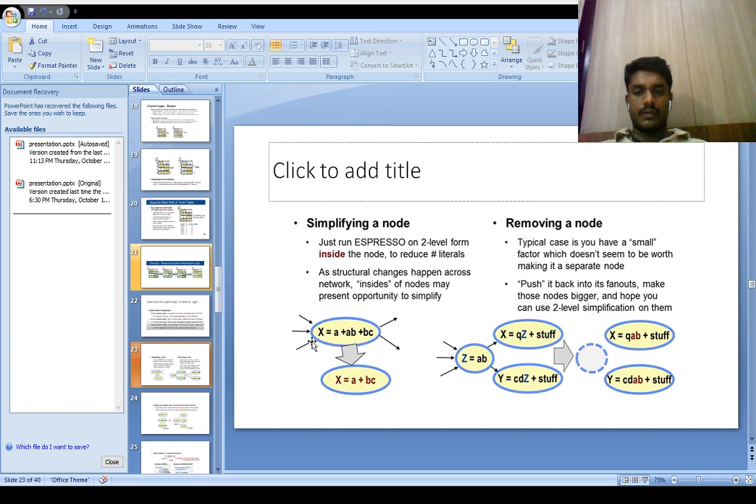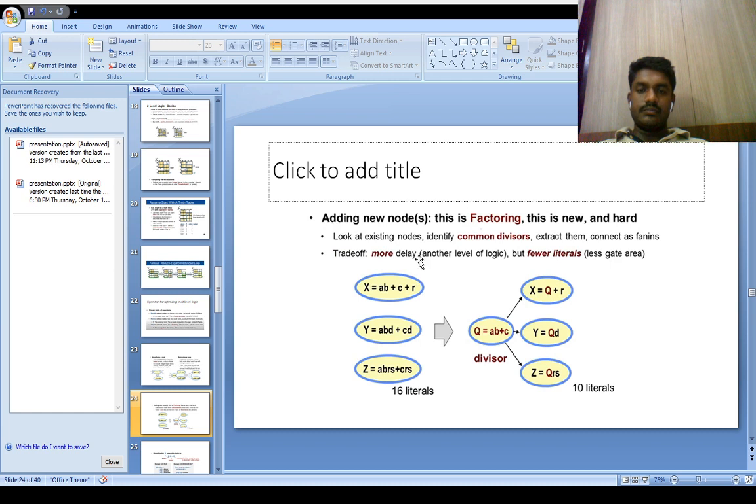This is the simplifying node and removing a node method. Let us take this example. Now I have z is equal to ab. I have removed z because in its place I have substituted ab. This is enough, so this node is not important to us. So this is the removing a node method.